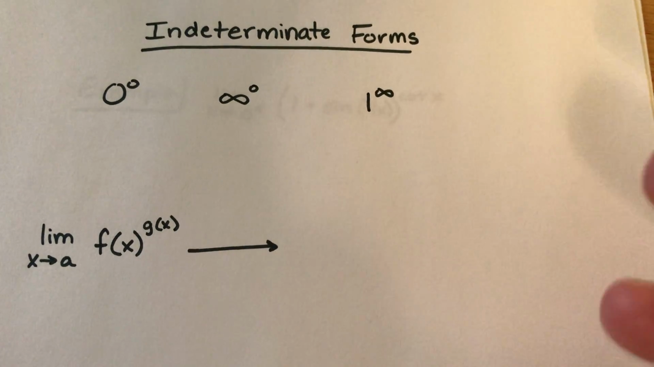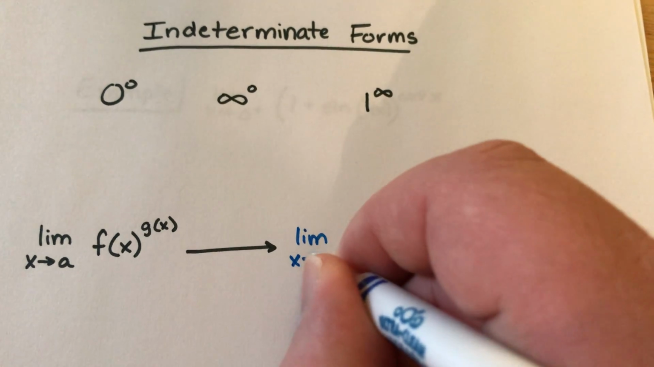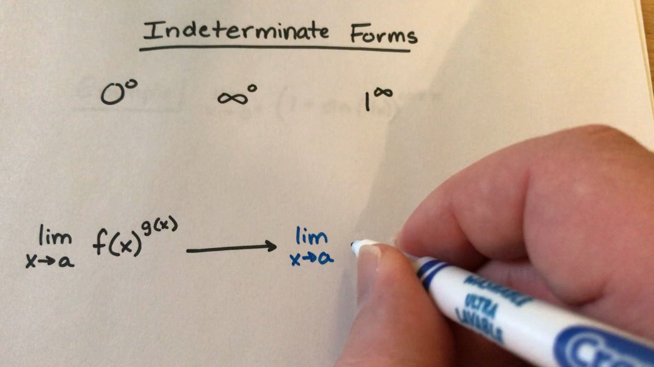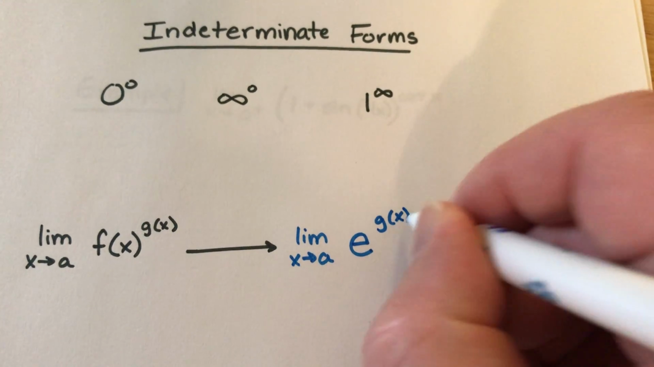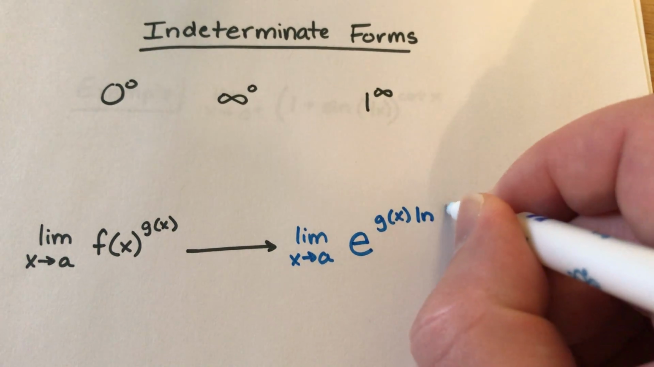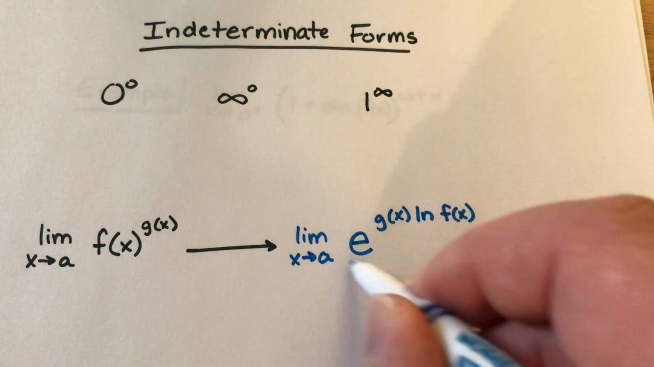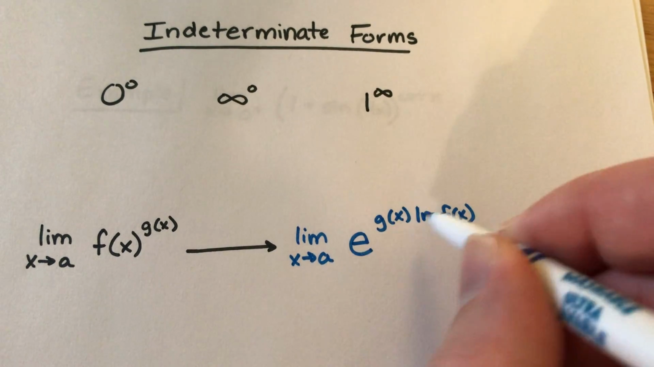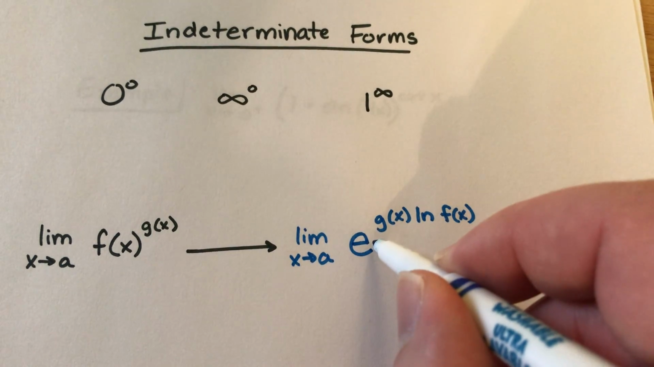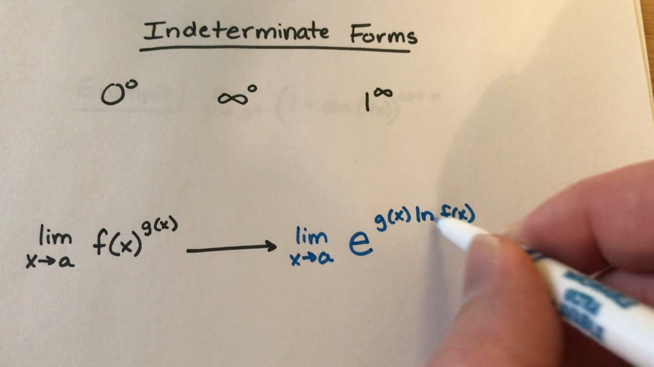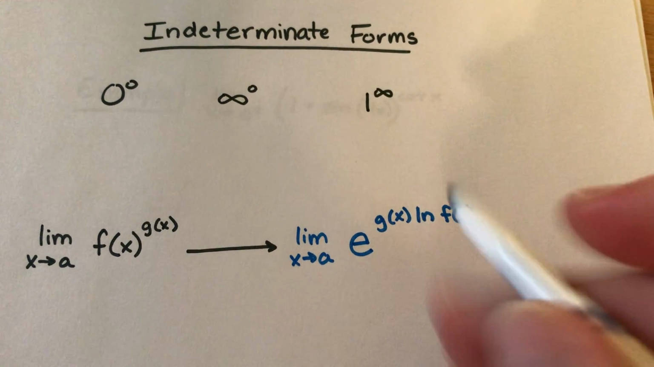The trick with this one is rewriting it as a slightly different problem. So what I'm going to do is write it as e to the g of x times natural log of f of x. And what is going to happen here is you notice this e and this natural log are inverse operations of each other, so they essentially cancel each other out. f of x becomes the base again, and g of x stays in that exponent.